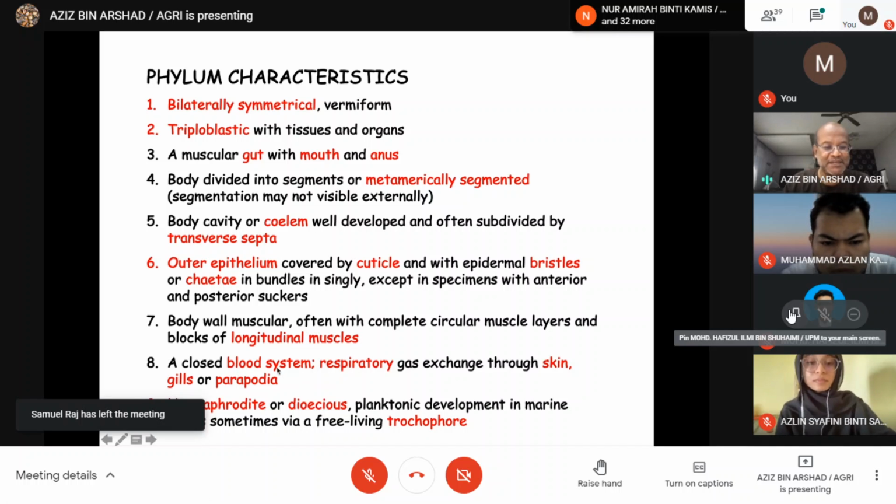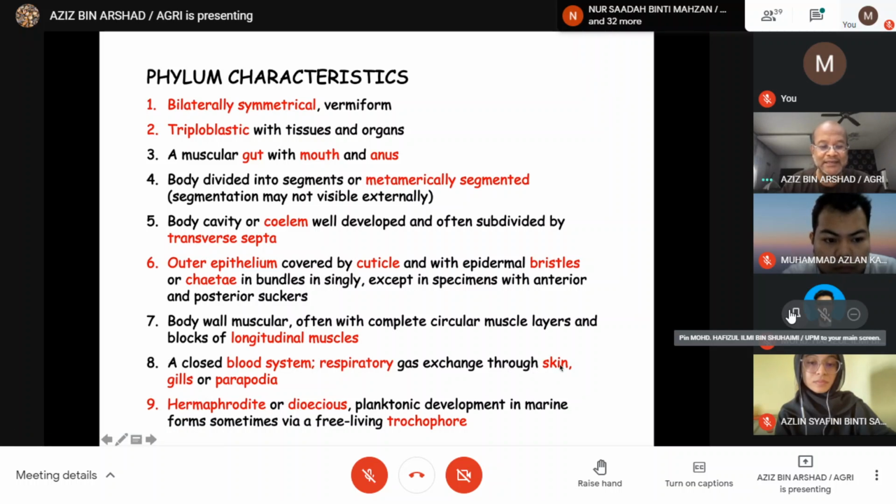The blood system is closed, that means there is a tube. Respiratory gas exchange can be through the gill or the skin, or through the special feet called parapodia. Most of the members are hermaphrodite or dioecious. And in the case of larval development, the only larva that you see is called trochophore. So there are nine phylum characteristics here, and as usual, you have to remember five.